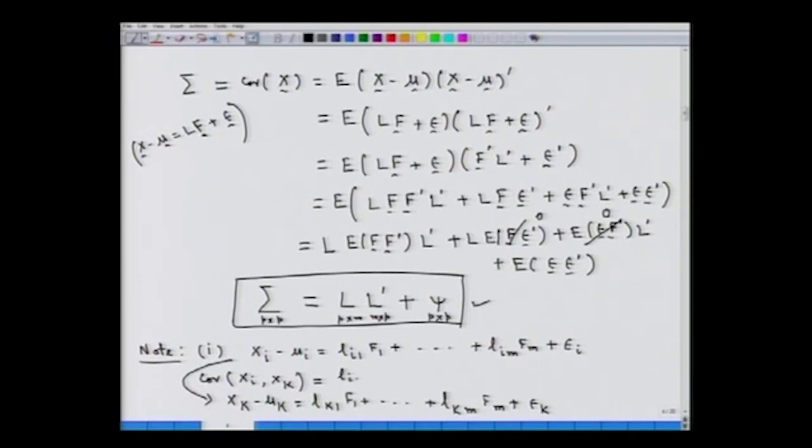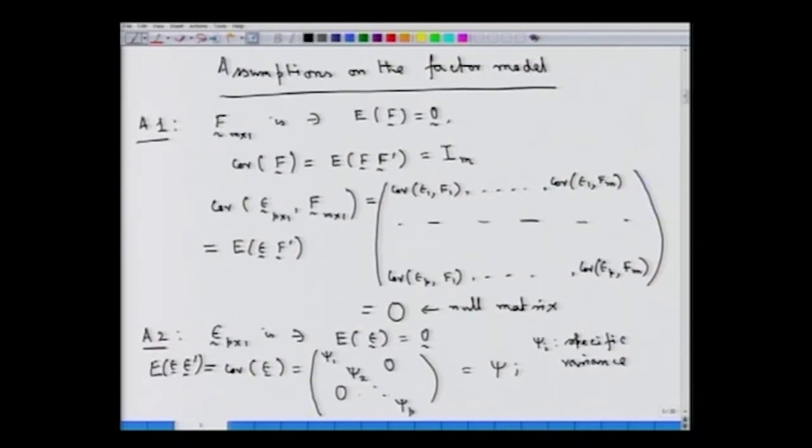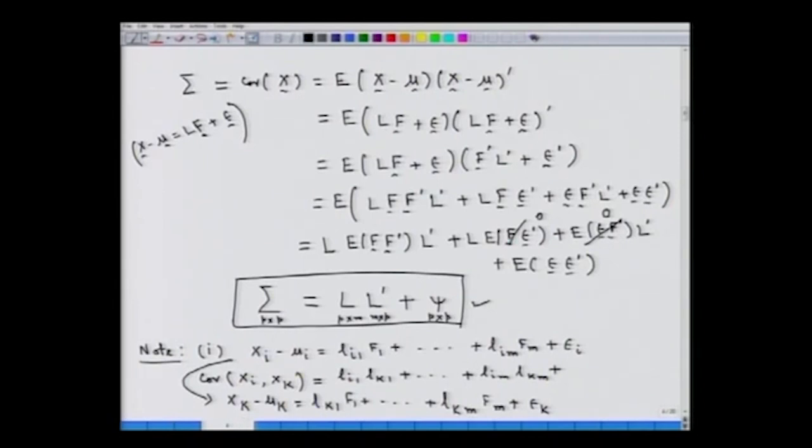So what is this going to look like? It is going to be Li1 Lk1 and so on. The mth term in this sum is going to be Lim times Lkm. This plus epsilon i multiplied by epsilon k, and then the expectation of that. We have assumed epsilon has a diagonal covariance matrix structure, and hence that also is going to be equal to 0. So we will have the covariance between xi and xk given by these terms, which in terms of summation one can write as Lij times Lkj, where j goes from 1 up to m. So the covariance between xi and xk, which is the sigma ik element of the sigma matrix, is in terms of the factor loadings equal to this term we have obtained.